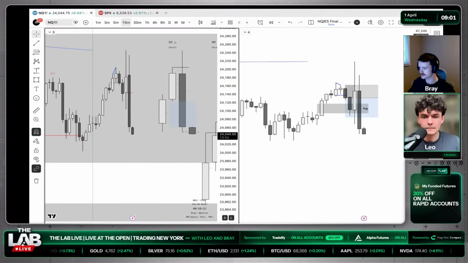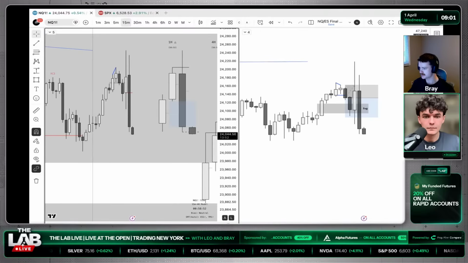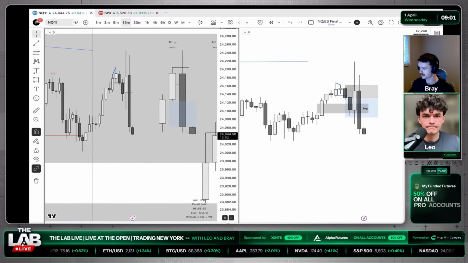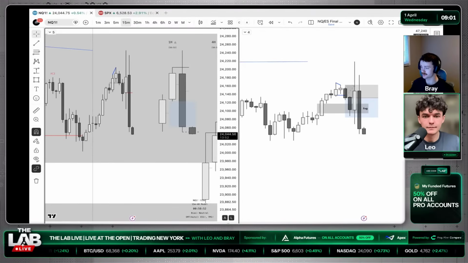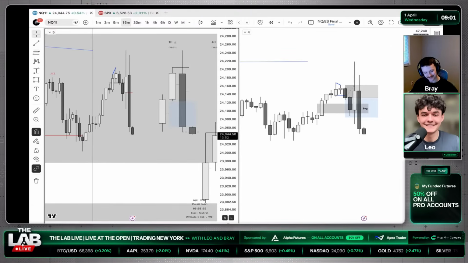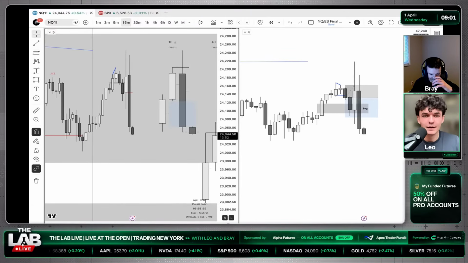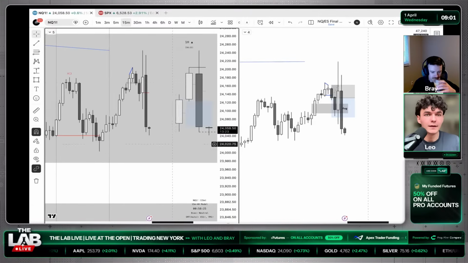Wait for confirmations. It looks pretty solid here. I just have to let the stars align and look for a continuation entry that I can afford stop wise, because I can't afford a 240 point stop. Definitely, it looks good, with that 6 hour SMT and that daily fair value gap.